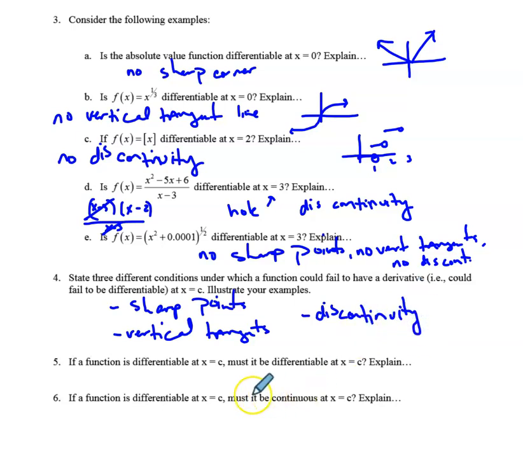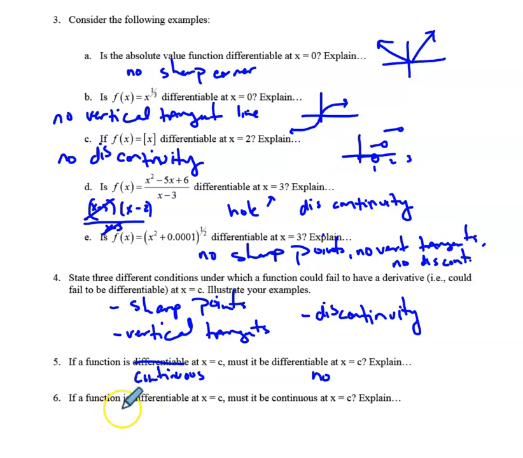So the next question is, this should say if a function is continuous, sorry for the typo, if a function is continuous at some x value, must it be differentiable there? Well, the answer is no, because of the sharp points or the vertical tangent lines. Both of these functions, the absolute value and the cube root function, are continuous everywhere, but they both have points where they are not differentiable.